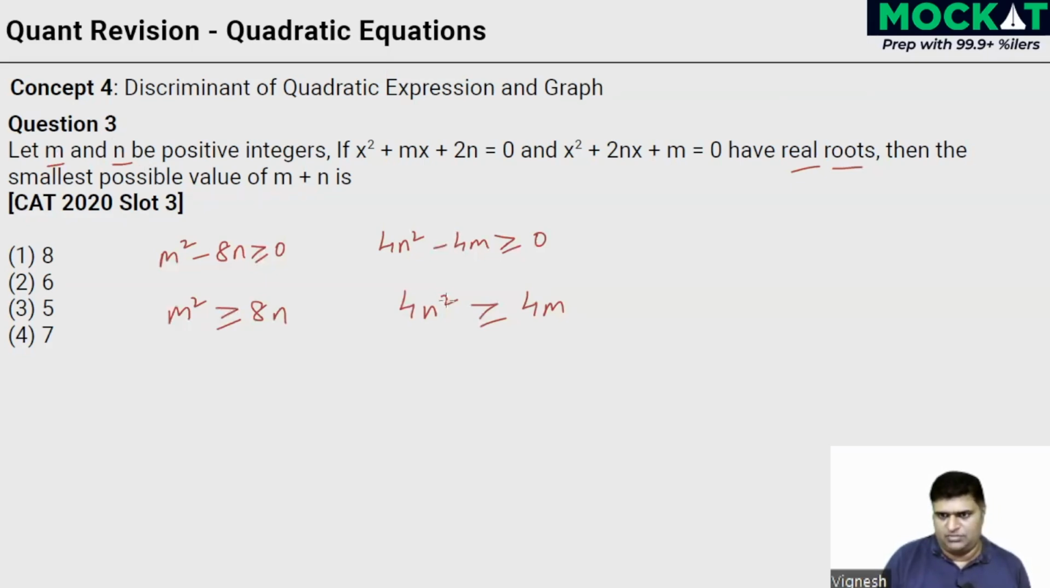One is possible, right? So just check if n is going to be 1, then m square is going to be greater than or equal to 8, m is going to be greater than or equal to 2 root 2. Then can I say 4 is going to be greater than or equal to 4 into 2 root 2? No, that doesn't work out, right? That's not helping over here.